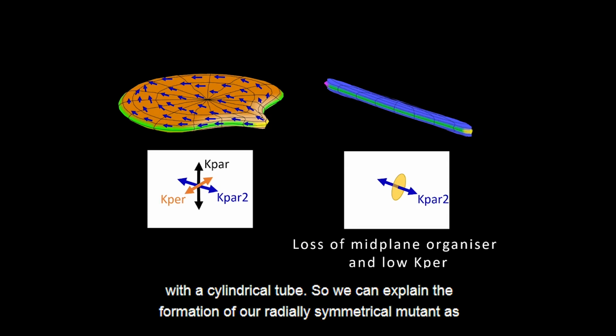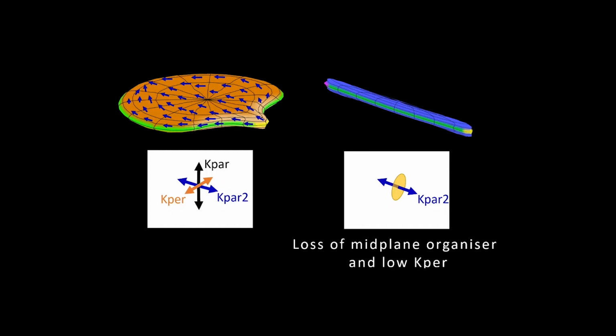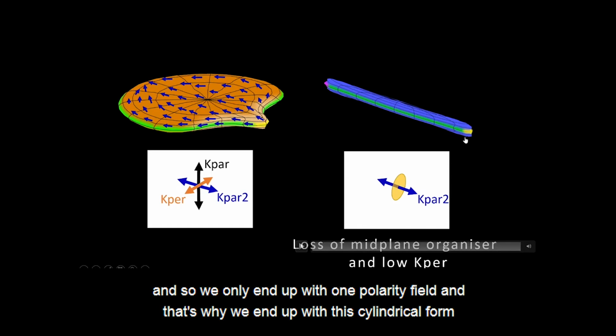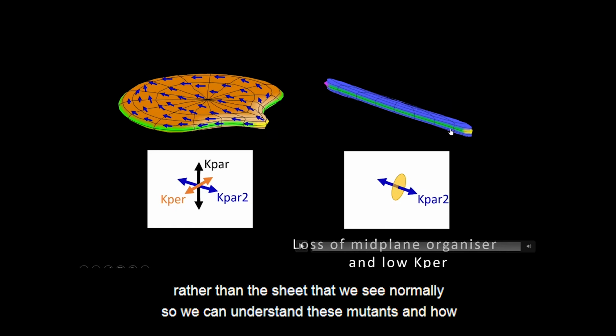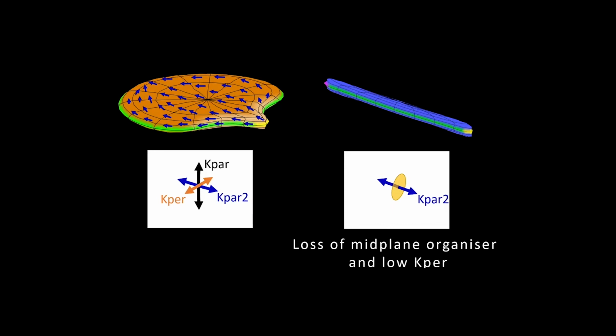So if we now run this model exactly the same as before, but without the black arrows, we end up with a cylindrical tube. So we can explain the formation of our radially symmetrical mutant as a mutation that essentially gets rid of the black arrows of the orthoplanar polarity field. And so we only end up with one polarity field, and that's why we end up with this cylindrical form rather than the sheet that we see normally. All right, so we can understand these mutants and how they act in terms of growth being oriented by these polarity fields that I've been describing.